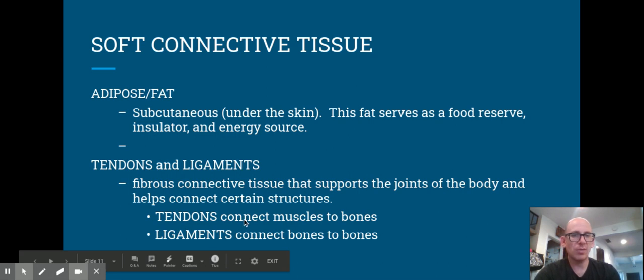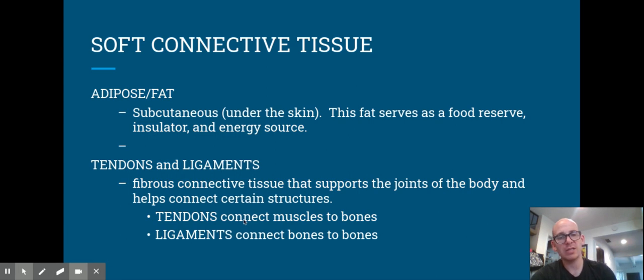Tendons connect muscle to bone, like the gastrocnemius is connected to the calcaneus or the heel via the Achilles tendon, the most famous tendon. And then ligaments connect bones to bones. Okay, so ligaments are in all of your joints. There'll be ligaments going across the joint to connect it, and in multiple directions. The more complicated the joint, usually the more ligaments that are there.